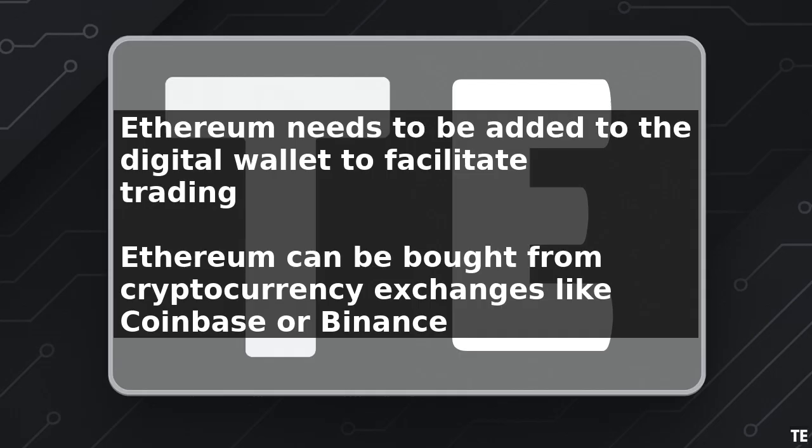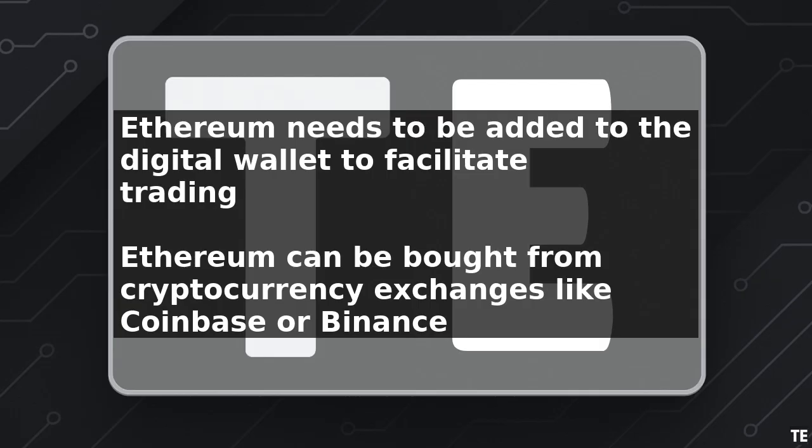In the From section, select Ethereum, and in the To section, you need to add the Dogelon Mars ELON contract address. You can find this address on the CoinMarketCap or CoinGecko website by searching for Dogelon Mars ELON.